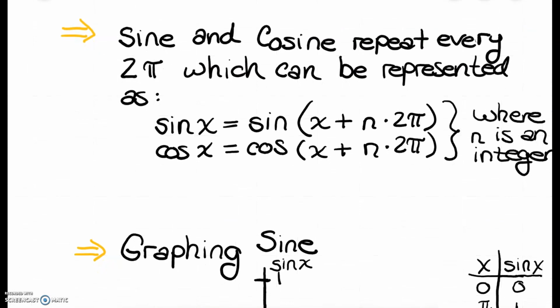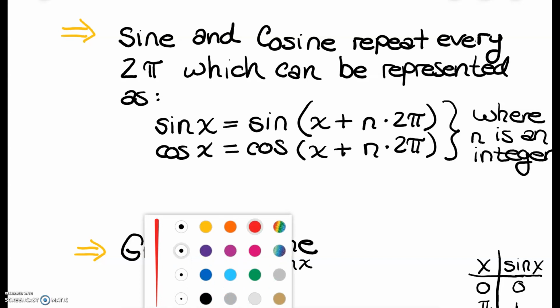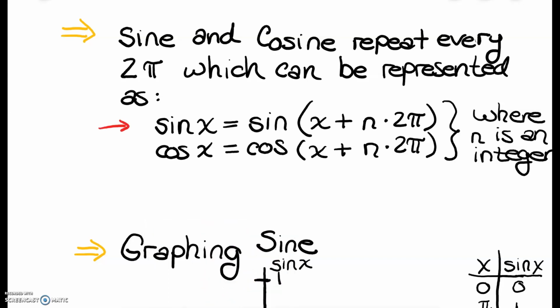So the way that we say this algebraically is that the sine and cosine repeat every 2 pi, which can be represented as this expression, where we can plug in any integer value for n. So if we have an angle, say x, if x equals pi over 4, we can add or subtract, depending on what n is. If n is positive or n is negative, we could add or subtract multiples of 2 pi.